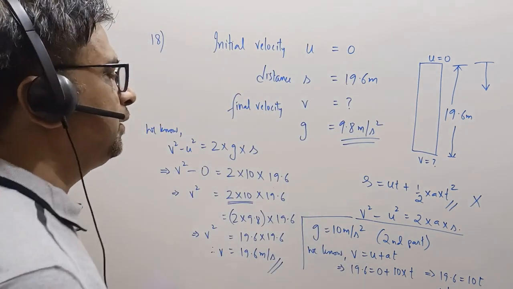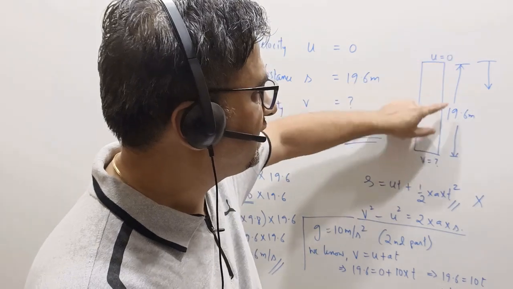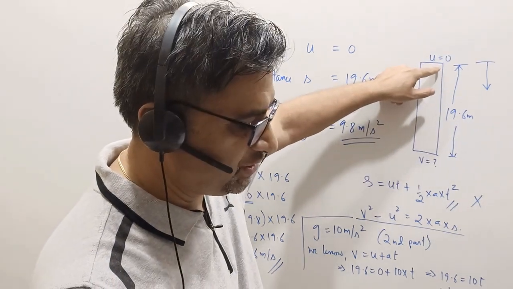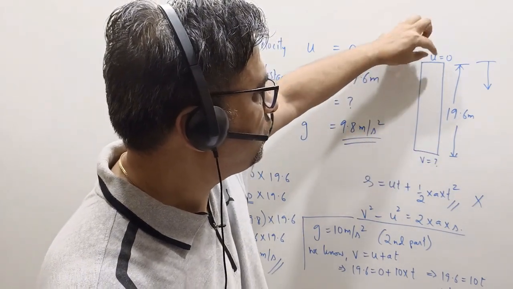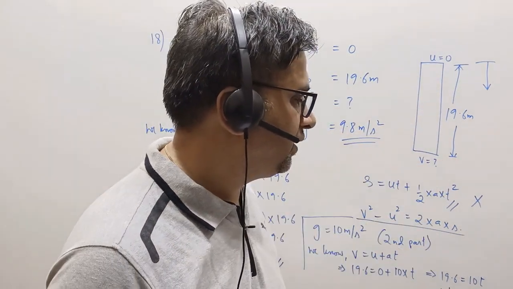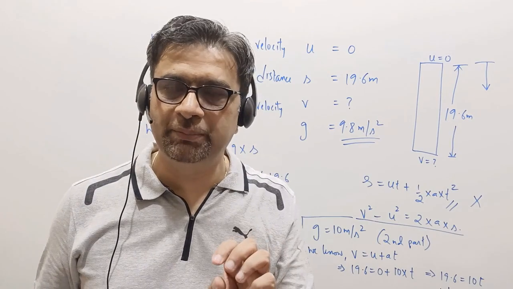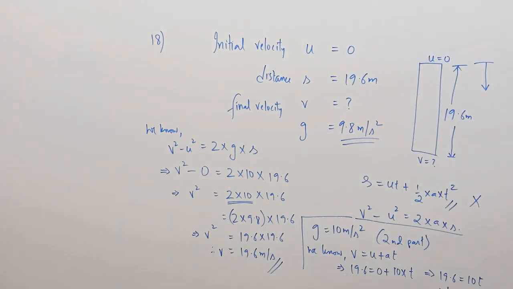So it takes 1.96, approximately 2 seconds for the stone, or was it an object? Yes, it was a stone, to traverse this distance from the time it was released to the time it hit the ground. It was falling down, let me put it that way, for close to 2 seconds. That's the answer.